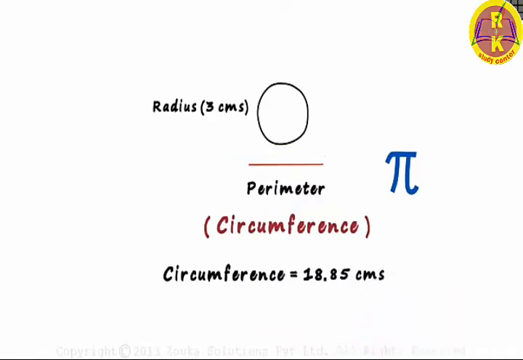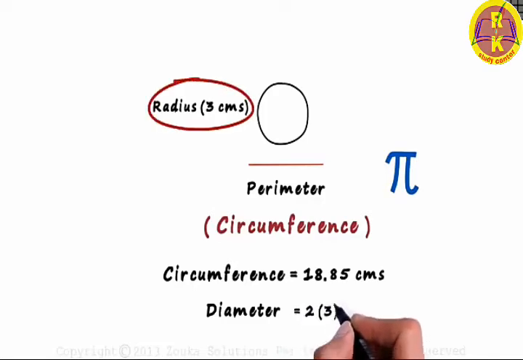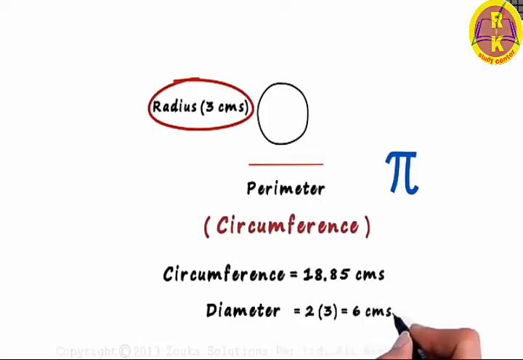The next thing we need to find out is the diameter of the circle. The diameter of a circle is twice its radius. Hence, the diameter will be 2 multiplied by 3, which equals 6 centimeters.